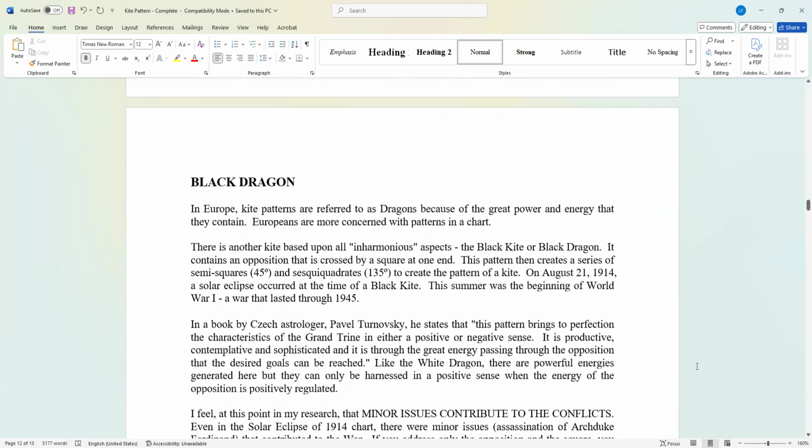Now, I'm not going to go into this in great detail because you've got it here in the article. I believe it's on my website, but this article is a little more updated. There's something called a black dragon or a black kite, and it's made up of only bad aspects. When I see it in a natal chart, I'll see a perfect square and an opposition that intersects it. And then you have a square, an opposition, two 45-degree aspects, and either 150 or 135 degree aspects between. So there's no good aspects to it.